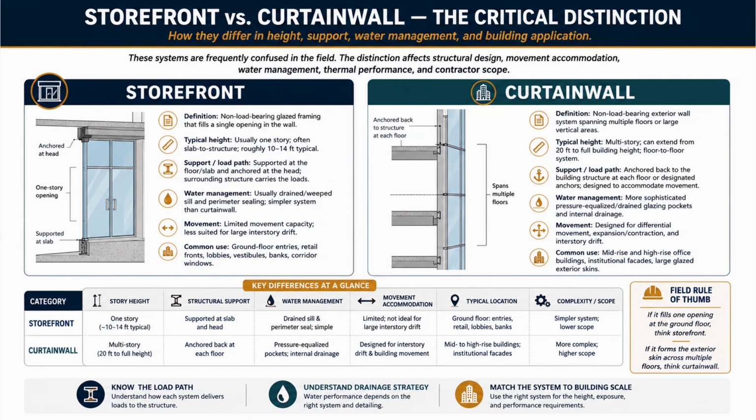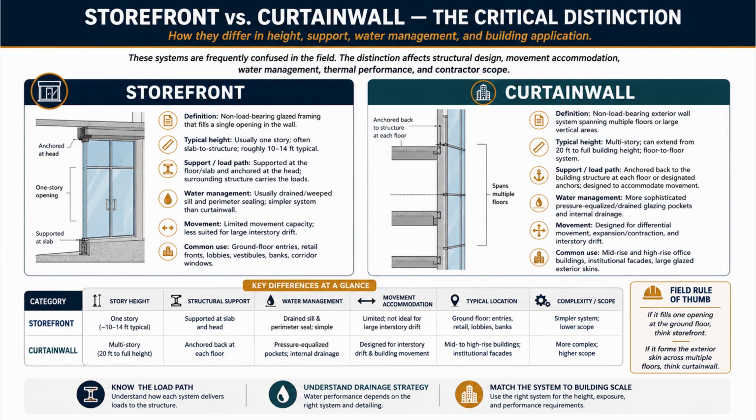So let's be precise. A storefront is non-load-bearing glazed framing that fills a single opening in the wall. Typical height, usually 1 story, often slab to structure, roughly 10 to 14 feet tall. Its support and load path: it's supported at the floor or slab and anchored at the head, and the surrounding structure carries the building loads. The storefront just fills the hole.